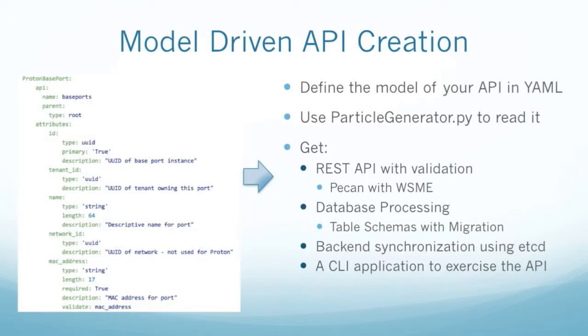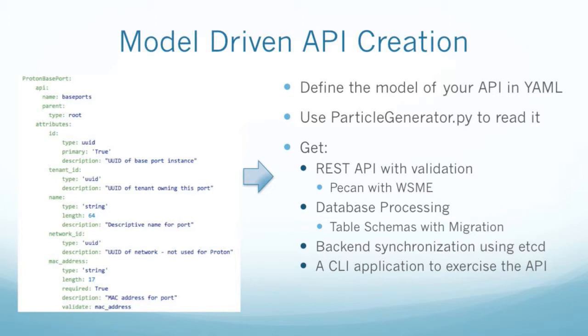Okay, so another, probably one of the main benefits or big features of Gluon is our model-driven API creation. In the Proton server, we don't actually generate code. When the Proton server is loading, it will parse these YAML files which define the API service. We actually have a model called the particle generator, which will then generate all of the classes needed to support the REST API. We use the Pecan framework with WSME for validation of our REST API.